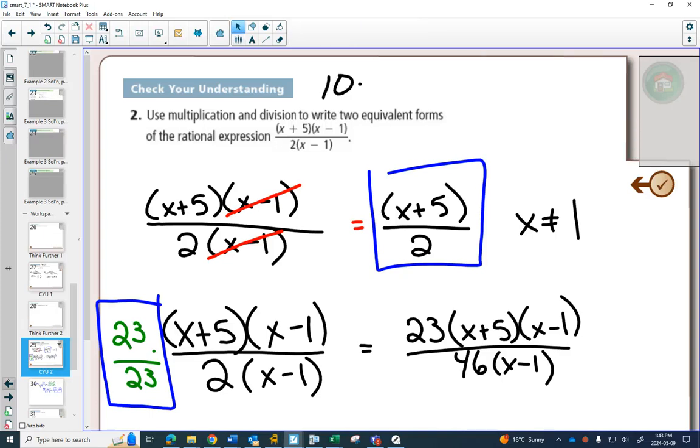Okay. Circle question number 10. I'll let you start that.